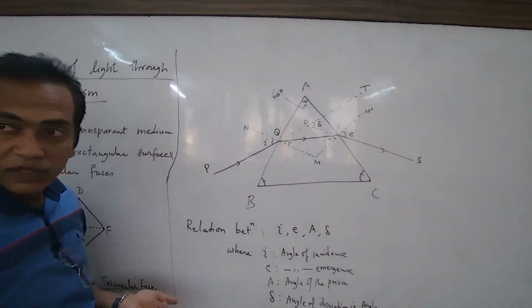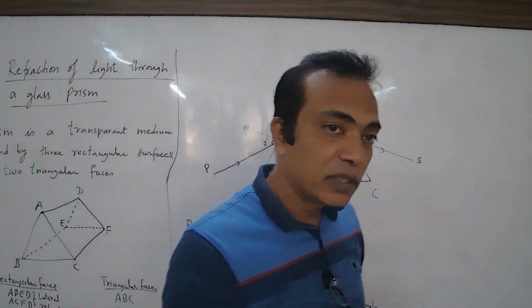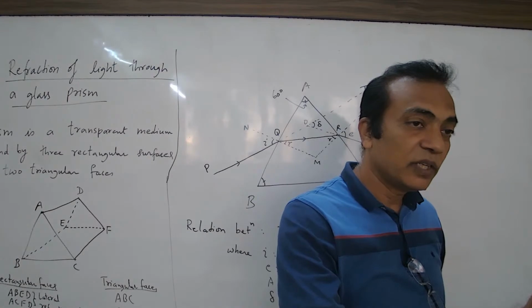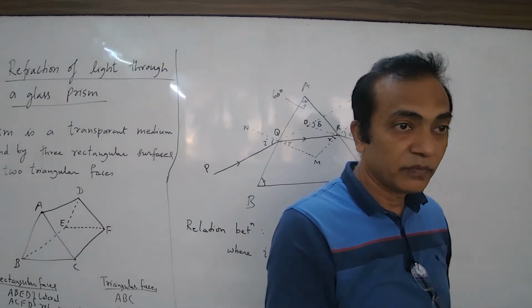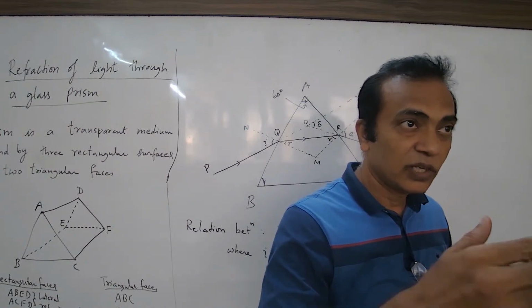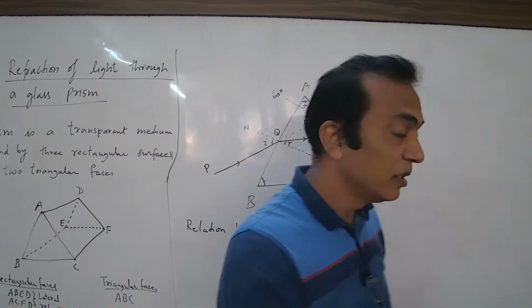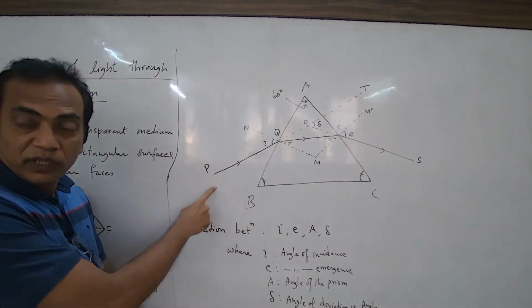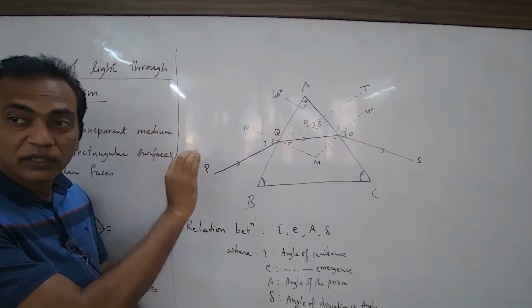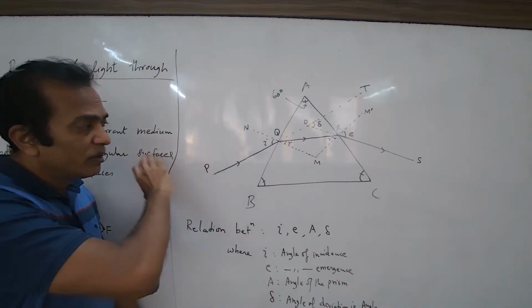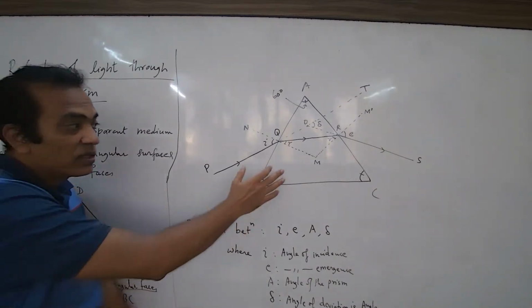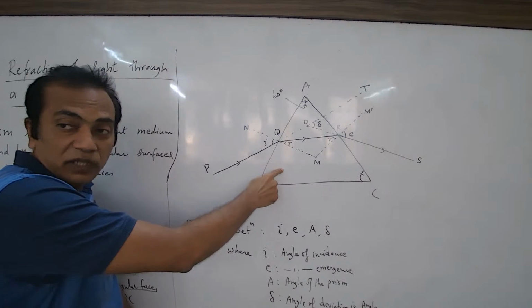What is refraction of light? Refraction of light is whenever light travels from one transparent medium to another transparent medium, the path of light changes in the second medium due to the change of speed of light in different media. So light travels with different speeds in different media. Air is the medium where light travels with the fastest speed. And what is the speed? 3 into 10 raised to 8 meters per second. In all other media, its speed gets slowed down. So glass is a denser medium than air, so the speed of light will be less.